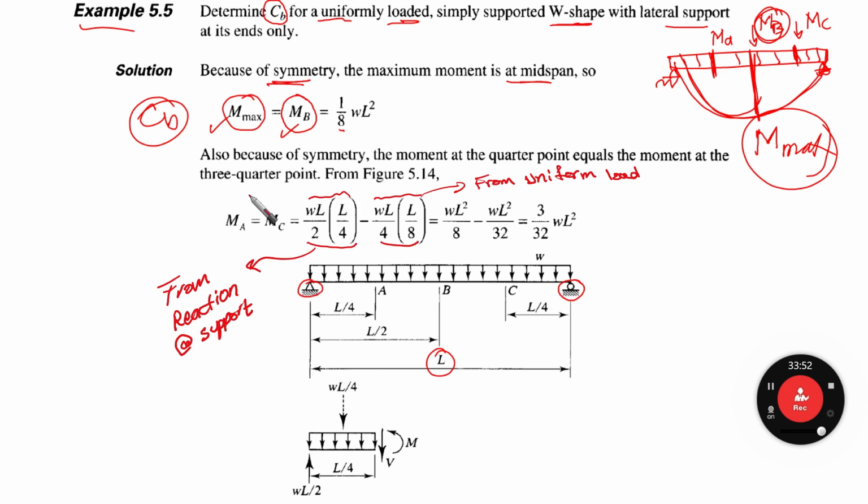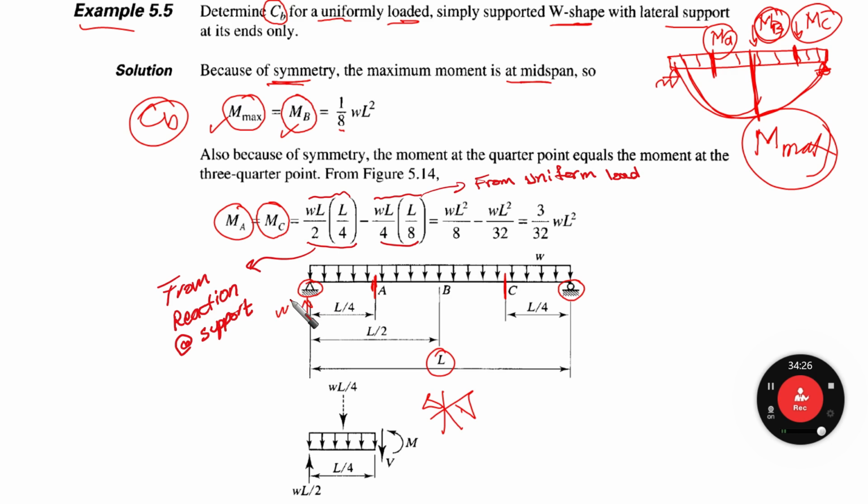Also, because of symmetry, the moment at the quarter point equals the moment at the 3/4 point. So MA equals MC, right? Here this is point A, and this is point C. They are going to be the same because of the axis of symmetry here. So MA equals MC, and it equals WL over 2 times L over 4. This is the reaction here. We're going to take the moment here.